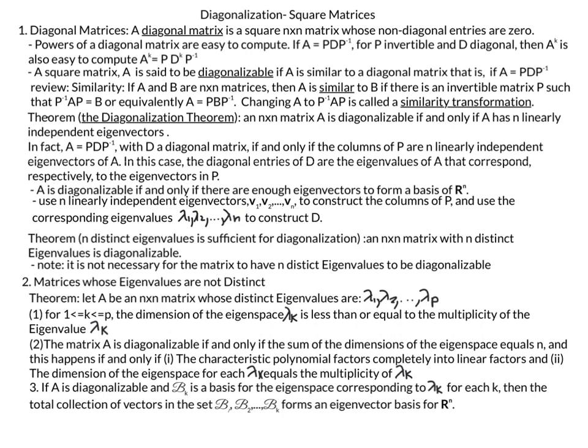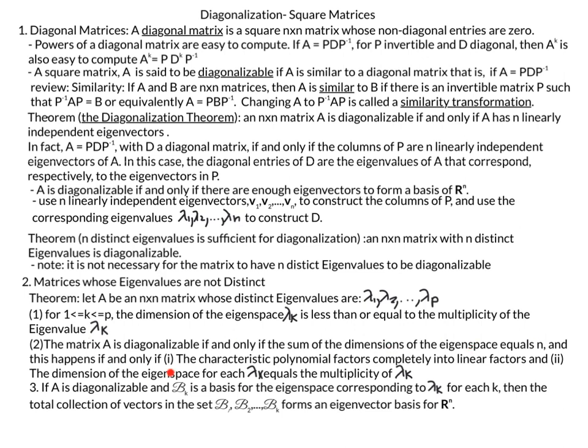Let A be an n by n matrix whose distinct eigenvalues are lambda 1, lambda 2, up to lambda p. And the idea is that p might be less than n. Then, 1, for k between 1 and p, the dimension of the eigenspace lambda k is less than or equal to the multiplicity of the eigenvalue. And 2, the matrix is diagonalizable if and only if the sum of the dimensions of the eigenspaces equals n.